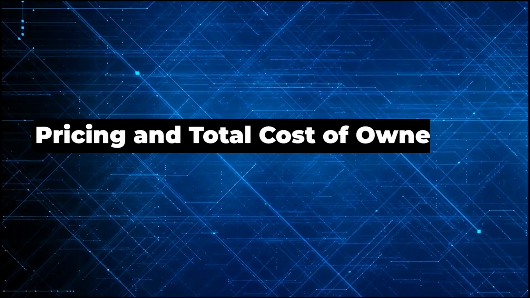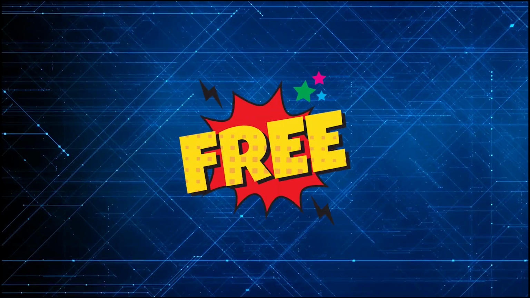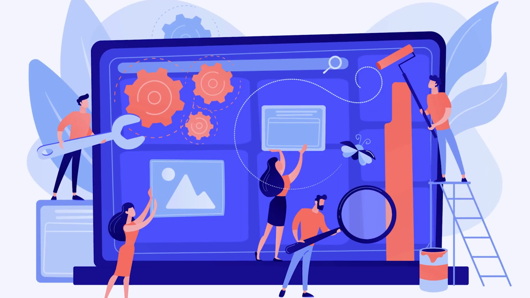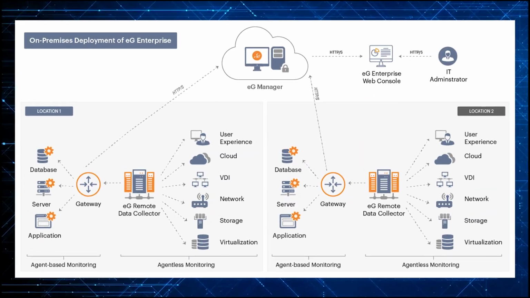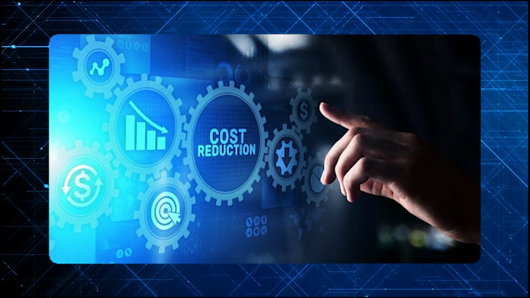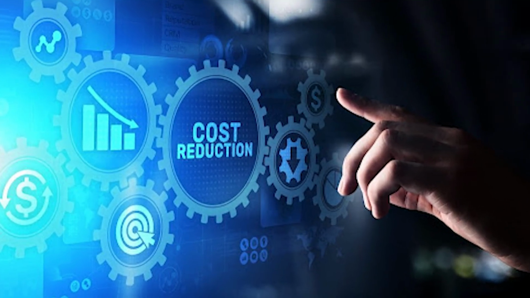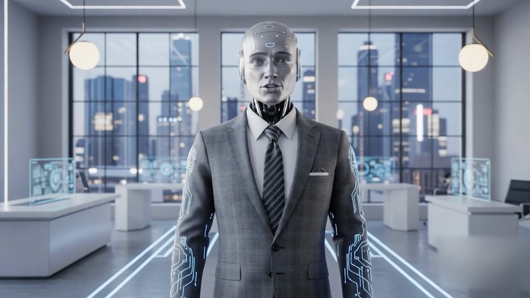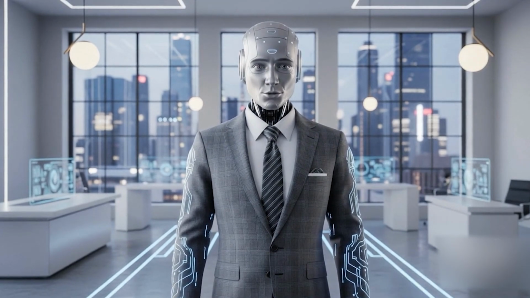Pricing and total cost of ownership. Cost is another important factor. n8n's open-source version is free to self-host, while cloud tiers are priced based on usage. Hosting costs, maintenance, and scaling should also be considered. Antigravity, particularly in enterprise deployments, tends to cost more upfront due to licensing, support, and professional deployment, but it can lower operational costs in the long term because it's easier to maintain, version, and test complex workflows. For smaller teams, n8n may seem cheaper, but for large engineering-heavy organizations, Antigravity often provides better long-term value.